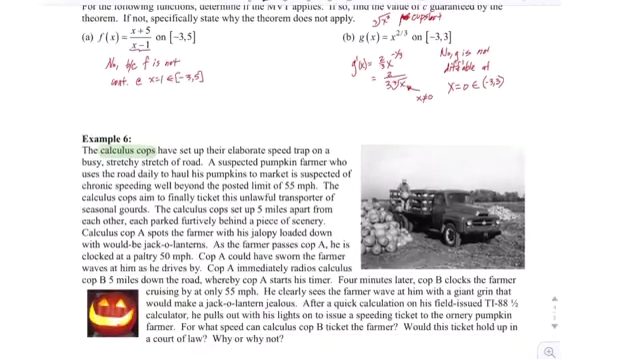Oh, we have 7 minutes. I think that's enough time for the calculus cops, okay? This is a nice application of the mean value theorem.